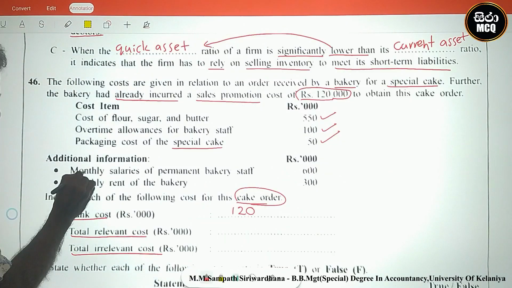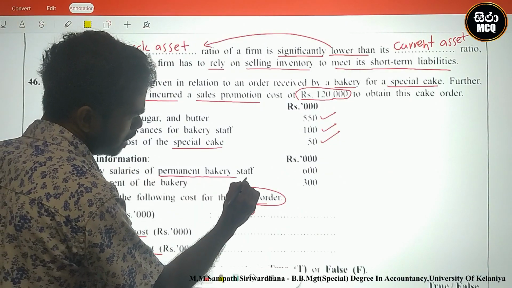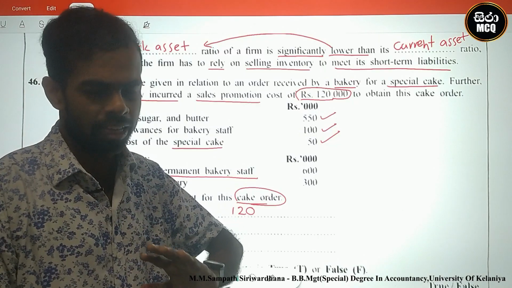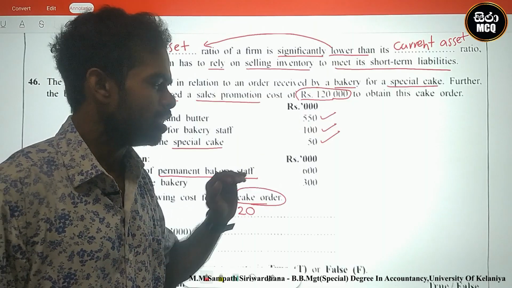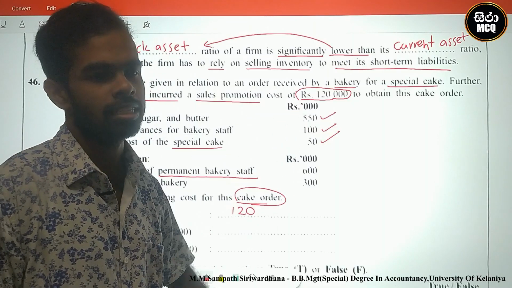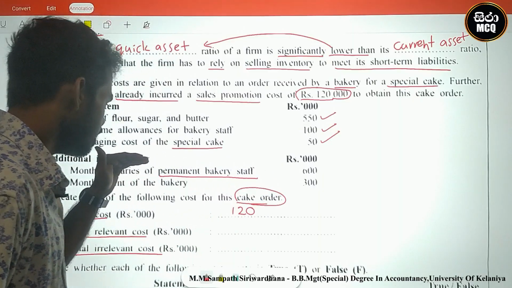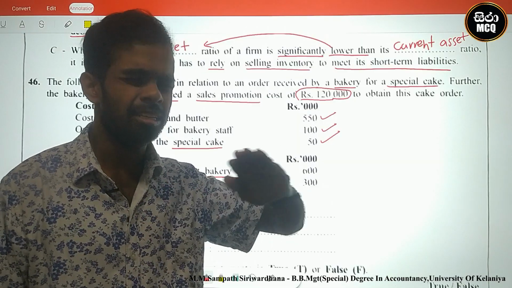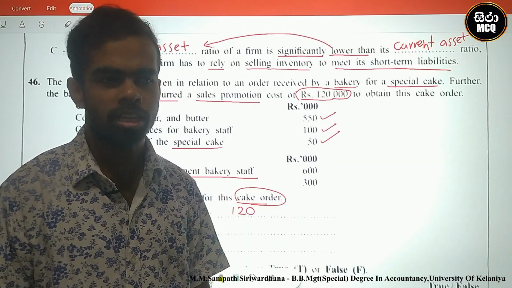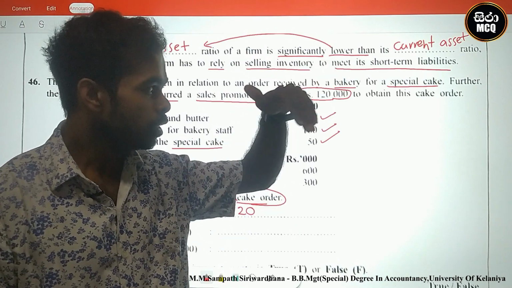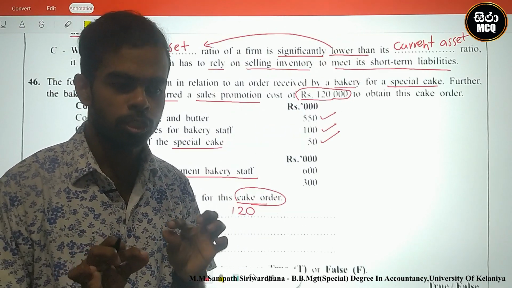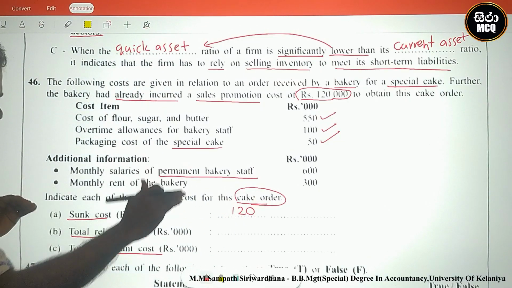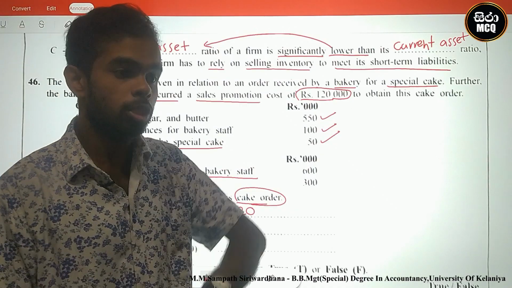Okay. Next one. Monthly salary for permanent bakery staff. This is permanent staff working there. This cost is not relevant for the special cake. Why? This bakery staff cost is not newly incurred. Already monthly we incurred this cost. Therefore, based on the new special cake, there is no newly incurred cost for the bakery staff. The permanent bakery staff cost is not relevant for the special cake.